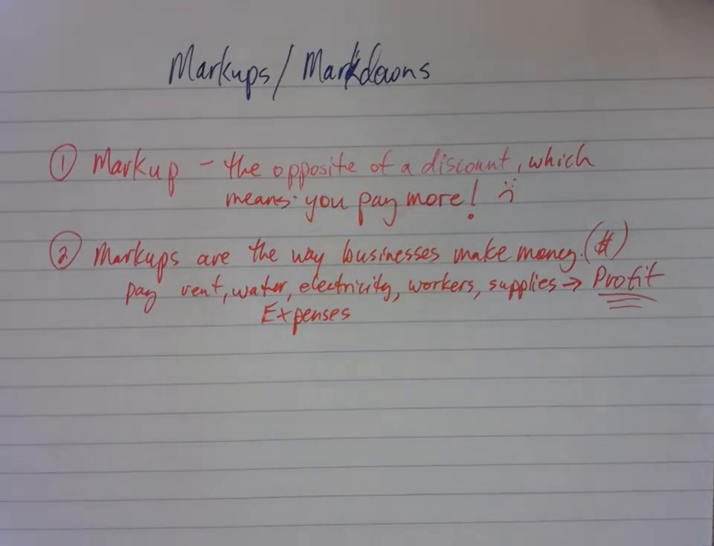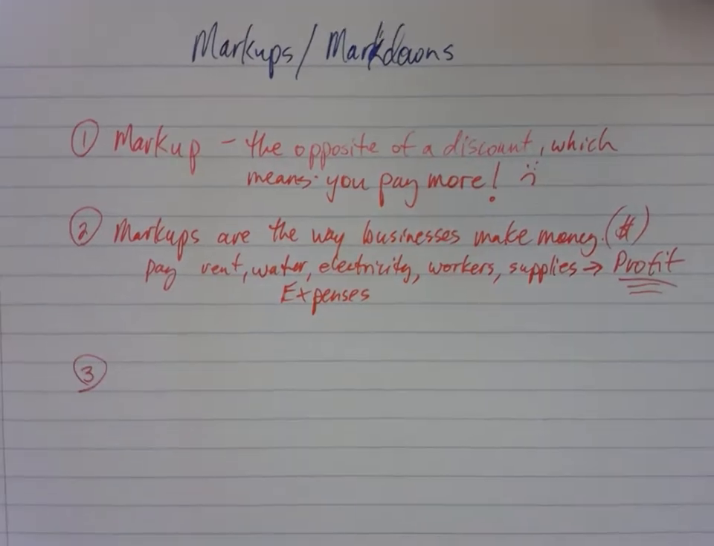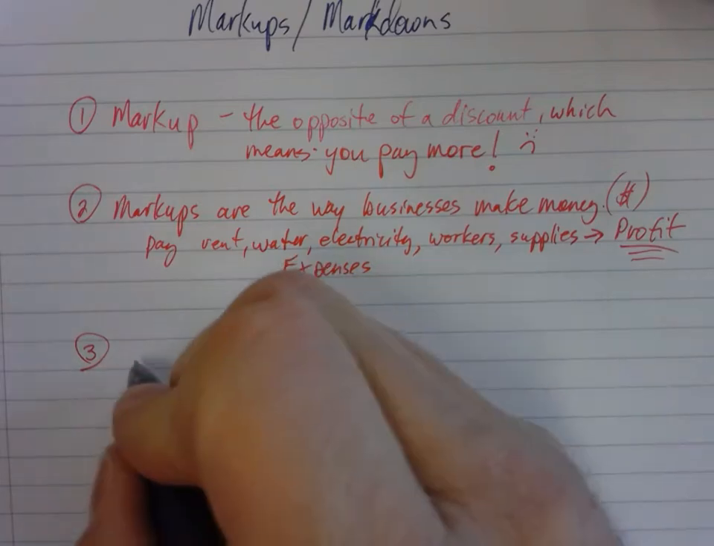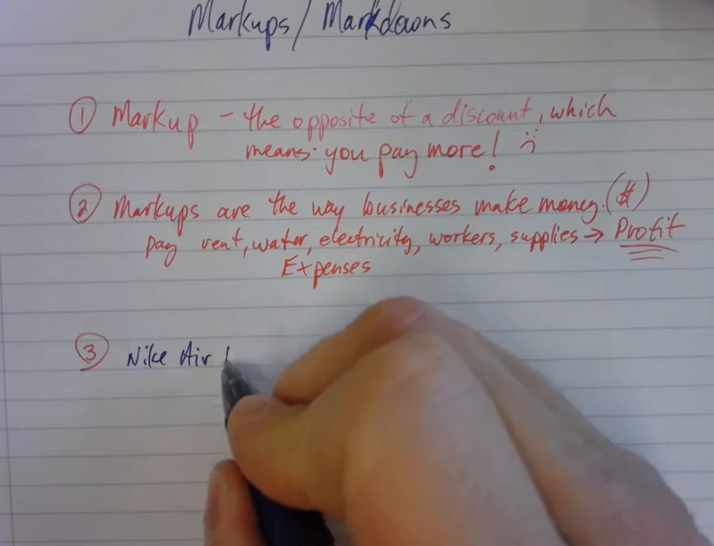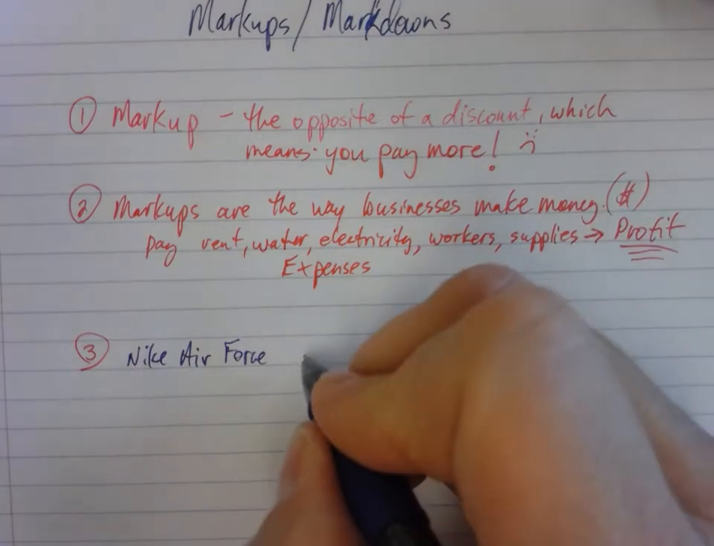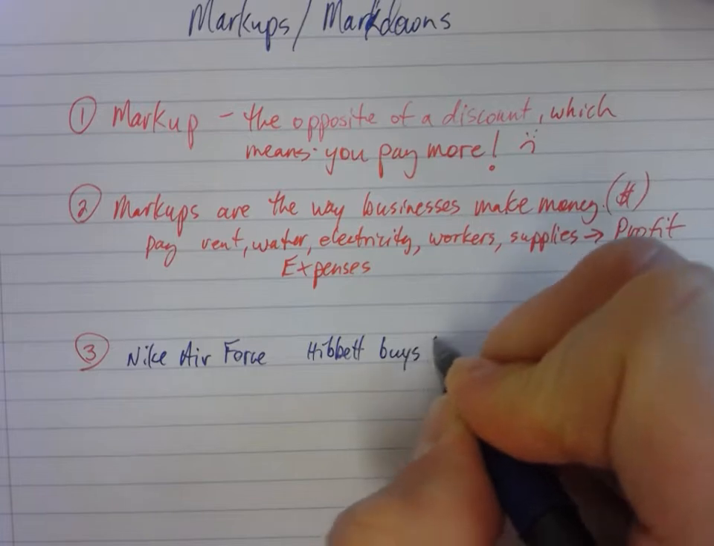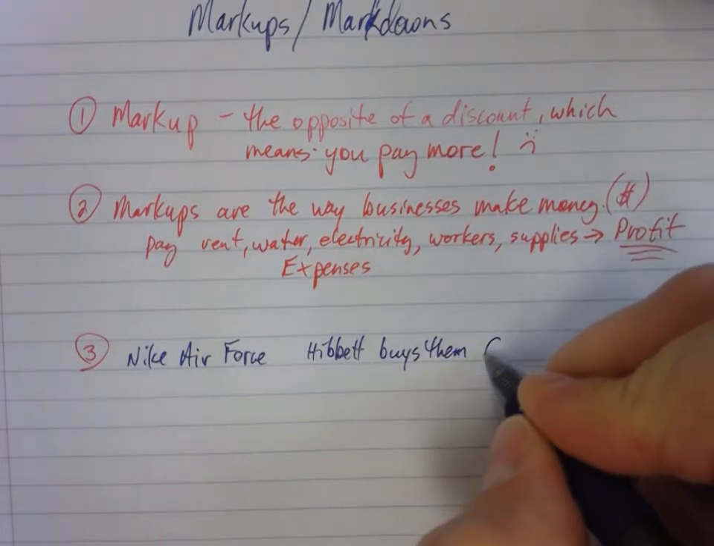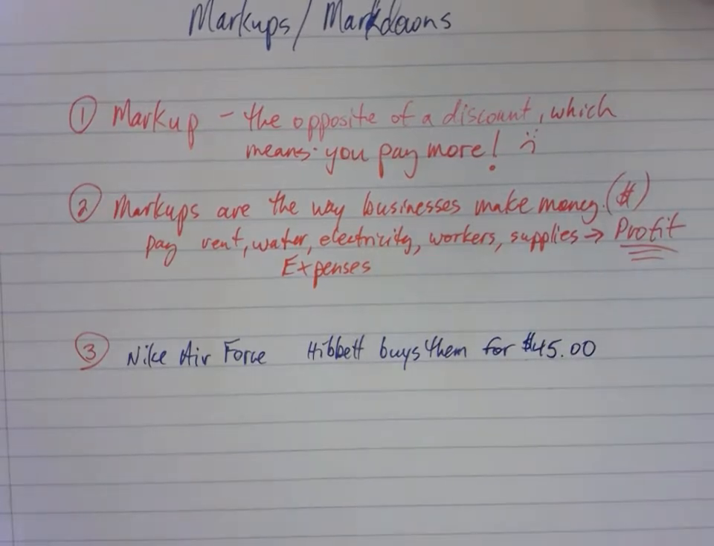So I'm going to start out with a pair of shoes that seems to be a hot pair of shoes for you guys: the Nike Air Forces. Then we'll go to the questions on the page. Let's say Nike sells the Air Forces to Hibbett Sports, and Hibbett buys them for $45. Of course, Hibbett can't sell them for $45, otherwise they wouldn't be making any money off the deal.